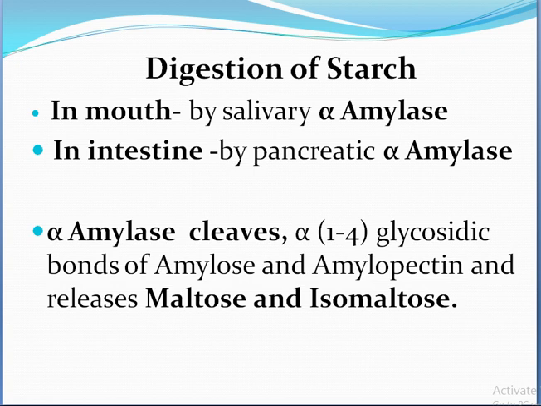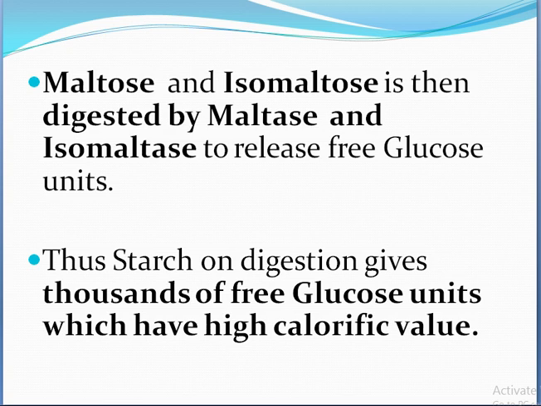For digestion, you can see alpha amylase, the pancreatic and salivary gland amylase enzyme. It breaks the 1 to 4 anomeric bonds by hydrolysis and converts starch into maltose. Maltose is converted into isomaltose, then into glucose, small units of glucose, which give more energy to your body. This is all about starch.